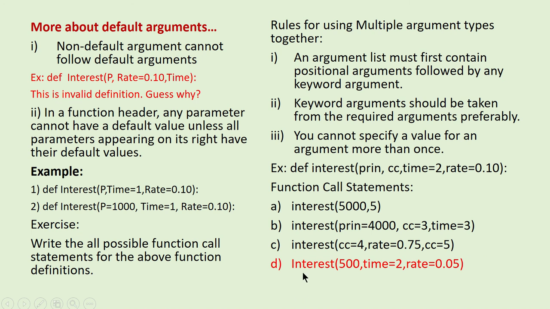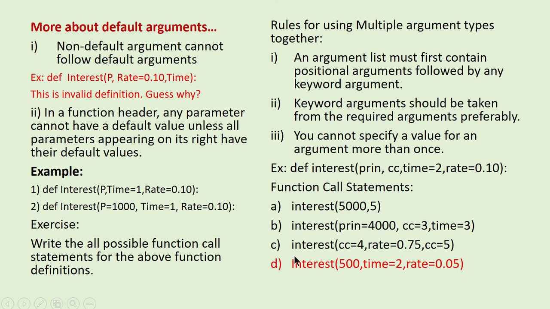Look at this. Here also the I is in caps, it's not correct. Python is case sensitive, so you are supposed to write it with a small i: interest(500, time=2, rate=0.05). 500 will be given to PRIN. What about CC? Where is the value for CC? So again, this is also invalid.